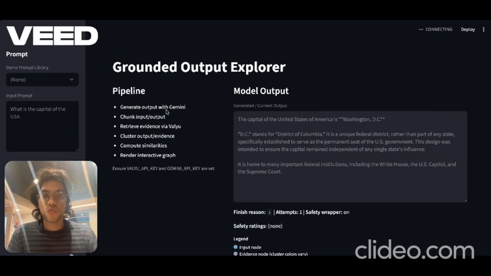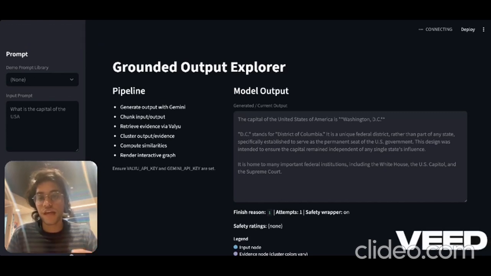Evidentia is a grounded output explorer, which sounds complicated, but what it basically means is that when you prompt an LLM and it uses an agent, how do we know what the output of the LLM corresponds to in the actual tool use? What if the agent is just hallucinating something without actually using the tool itself? This confidence gap is the problem that we are trying to solve.